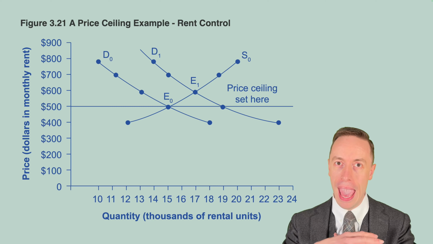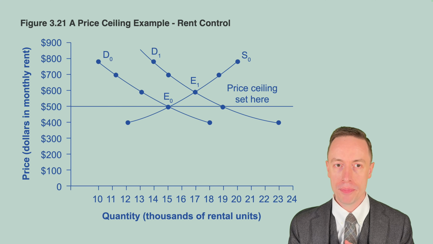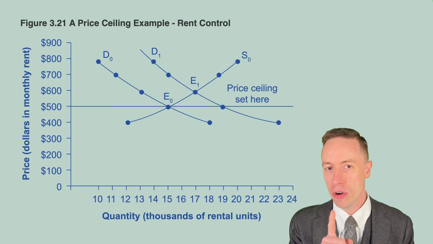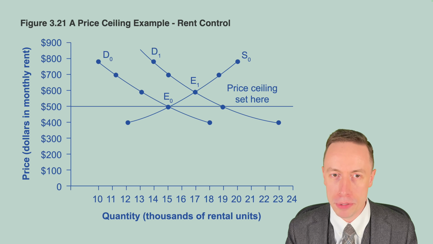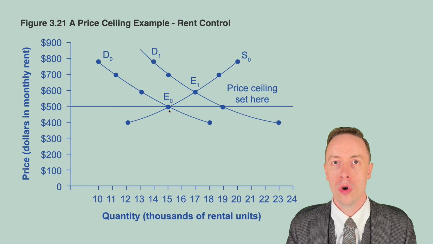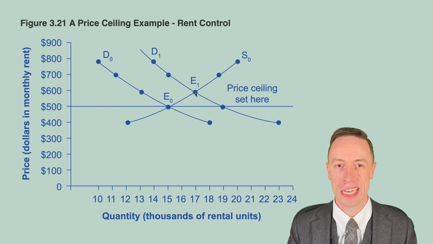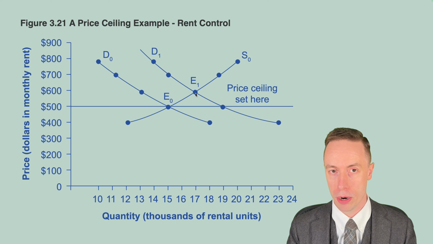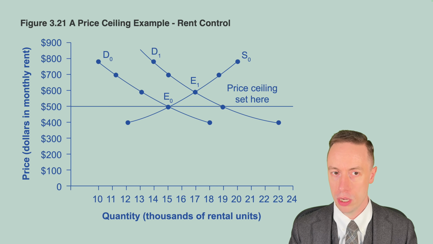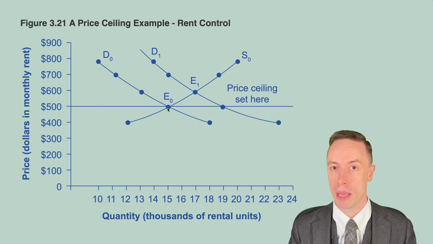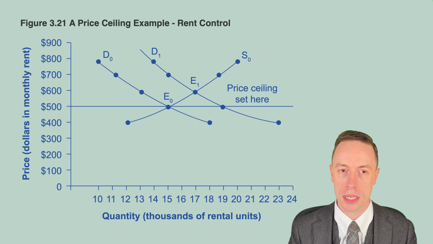But of course, as we have people coming to our city and demand increases, now that price ceiling is going to have an effect. In the absence of the price ceiling, we would see the price climb to $600 at a new equilibrium. But now the law says no, price stays at $500. So let's see what happens at the $500 price. Quantity supplied, of course, is unaffected. Same price, same supply curve, same quantity supplied. 15,000 apartments available in our city.